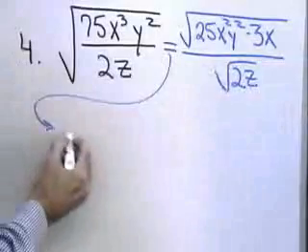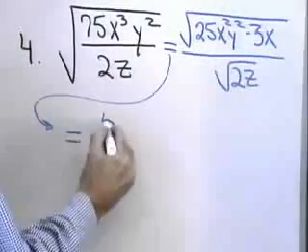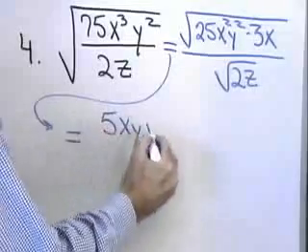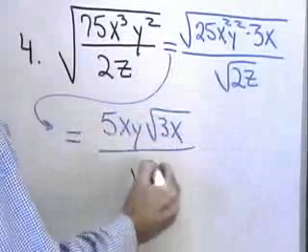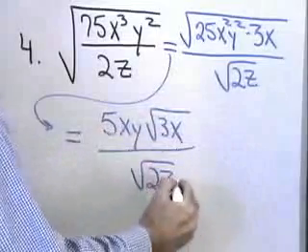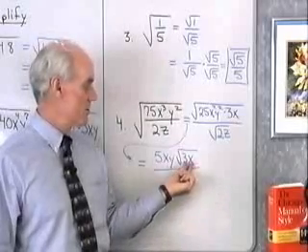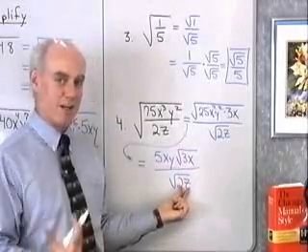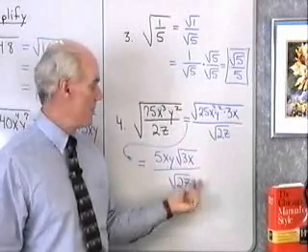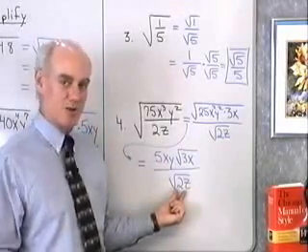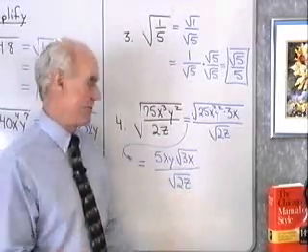Now, this will be equal to, when I take this square root separately, 5xy square root 3x, all divided by square root 2z. Now I want to check this and see if it's in simplified form. There's no perfect squares that divide this or this, so I've gotten everything I can out from under the radicals. There's no fractions underneath each one of these, but I do have a radical in the denominator, so I need to get rid of that. Then the expression that's left after I do that will be in simplified form.